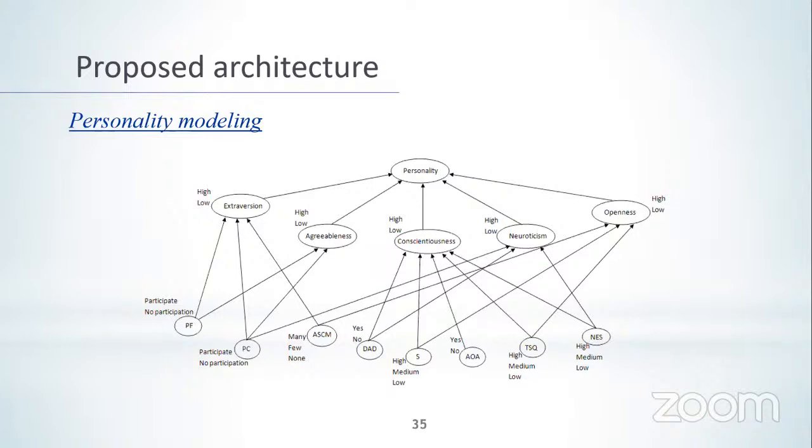Here we also have other features for each personality trait, and we have different states. For example, for the PF, participation and no participation; for access to supplementary course material, many, few, or none, etc. Also for the personality trait, we have two states, high and low.